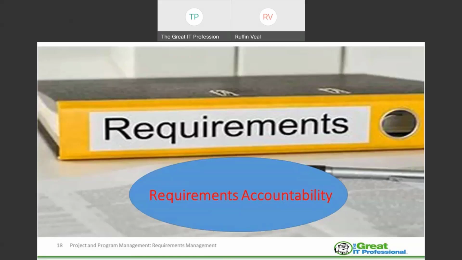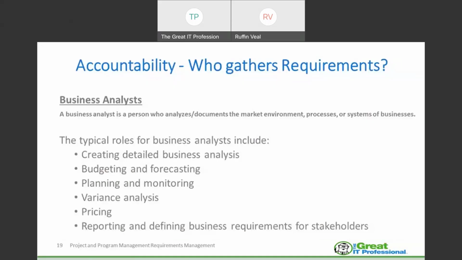Let's talk about requirements accountability. Exactly who's responsible for gathering these requirements, and exactly what requirements are they responsible for gathering? The chief person who gathers the business requirements for your project are business analysts.